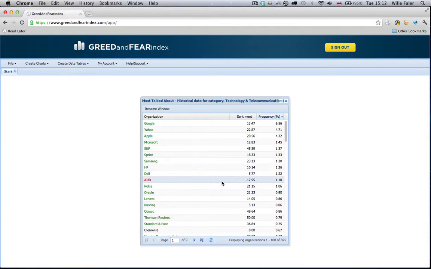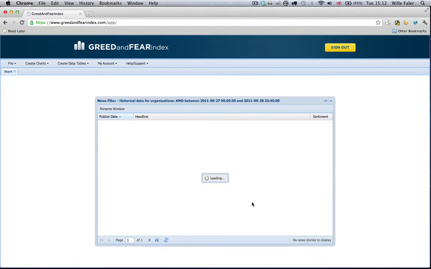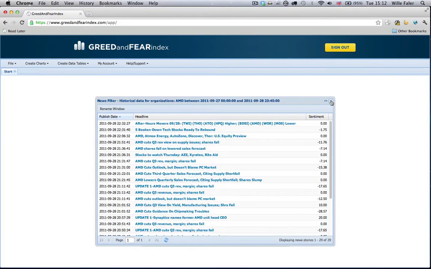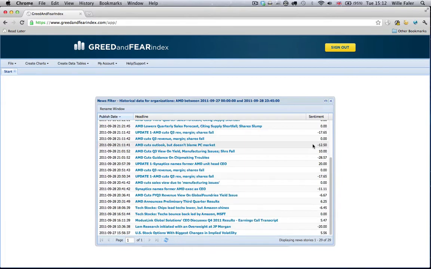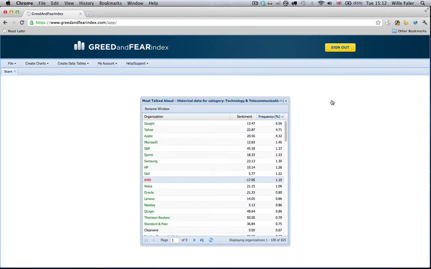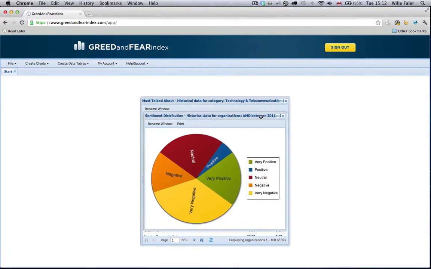So here we can look at AMD. We can get a context menu, look at sentiment distribution, sentiment over time, and look at individual news for a company. So these are the news for AMD. We can click on any news story and get to the source. Or we can look at the sentiment distribution over the time frame we chose.